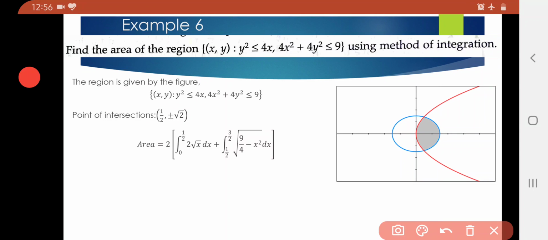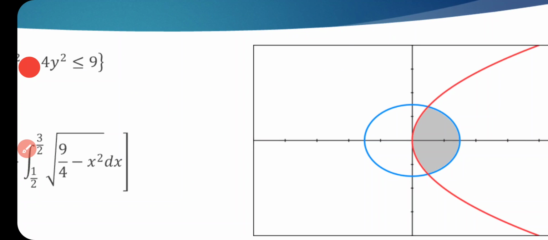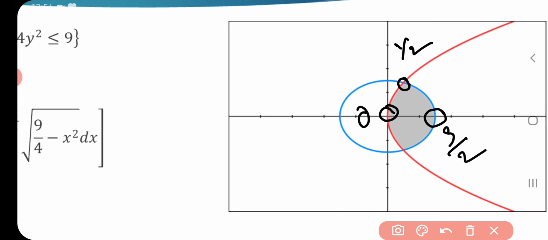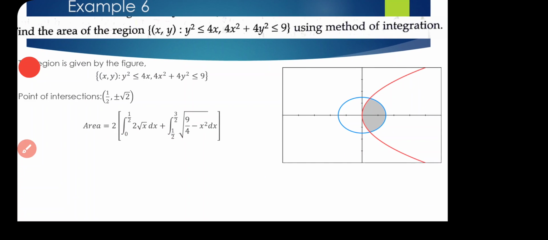Now if you have not understood, let me clarify it for you. This is 3 by 2, this point is half, and this is 0. So from 0 to half I am going to integrate the parabola, and from half to 3 by 2 I am going to integrate the circle. That's basically how we do it, and obviously again I need to multiply it by 2 because it is giving me only half the area, right? So now let us come back.